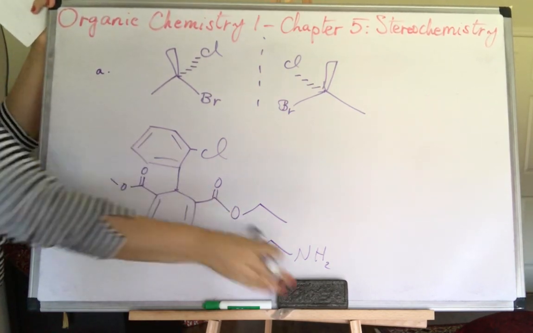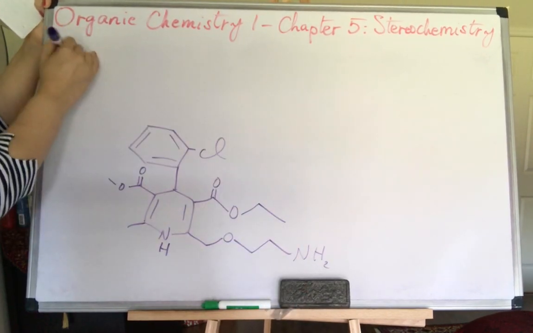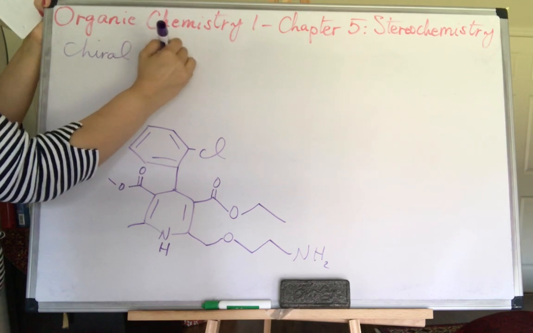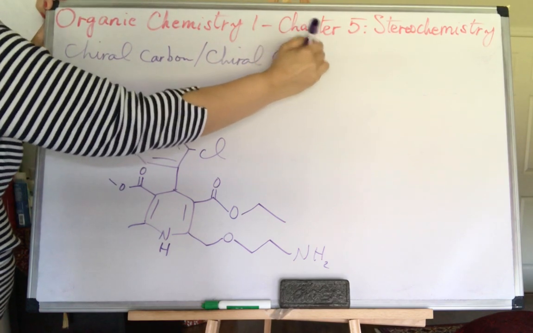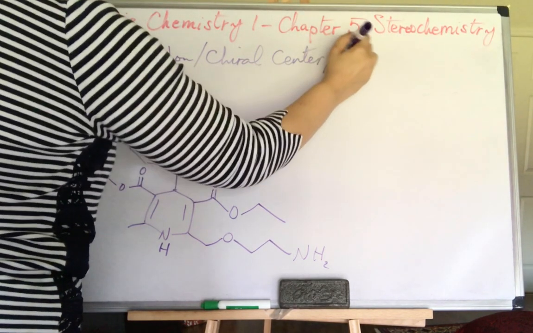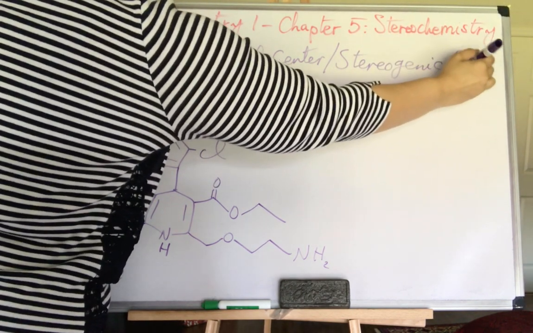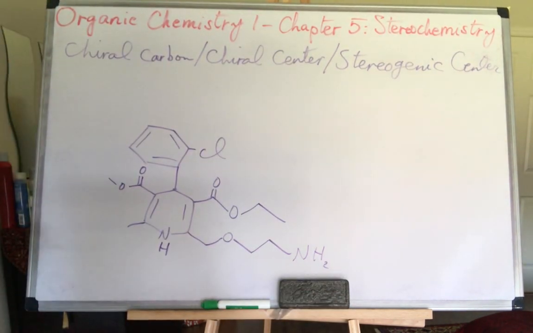Another name for chiral carbon or chiral center is stereogenic. So they are all the same: chiral carbon, chiral center, and stereogenic center. They are all the same. Okay, what was the condition for a stereogenic center, for a chiral center? The carbon is connected to 4 different groups.